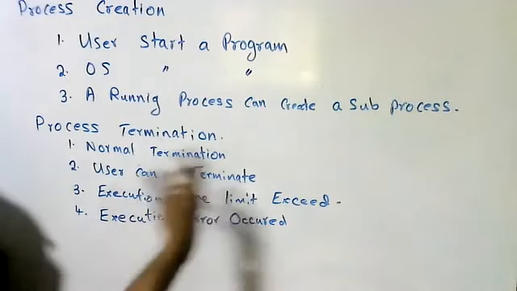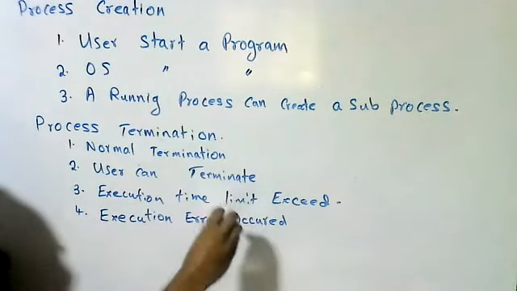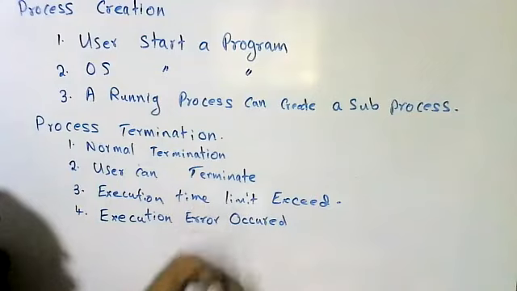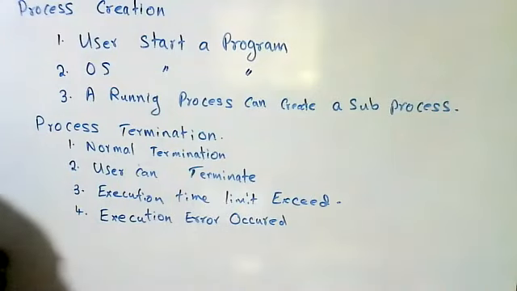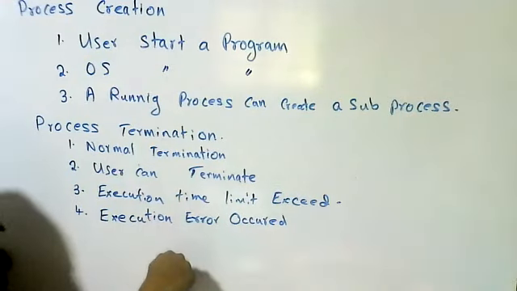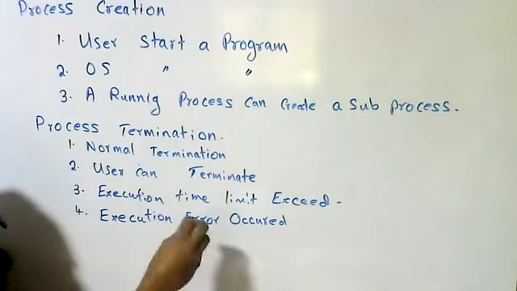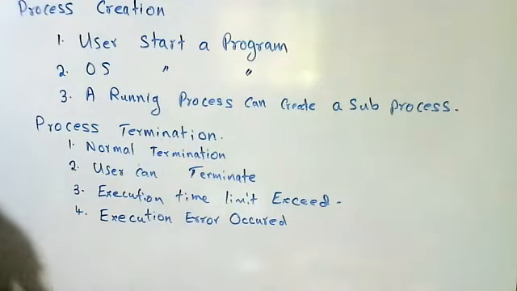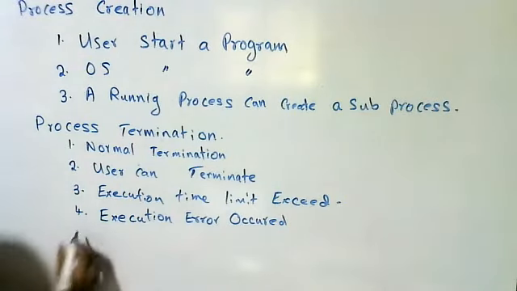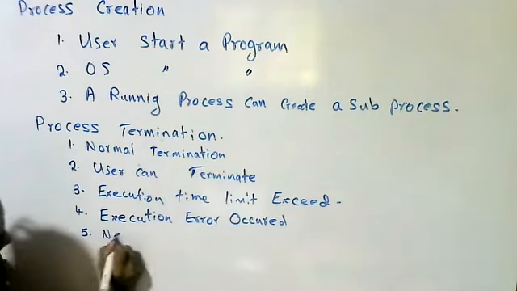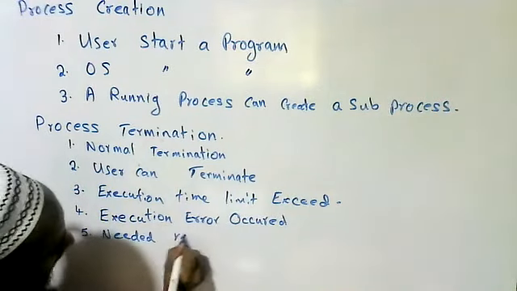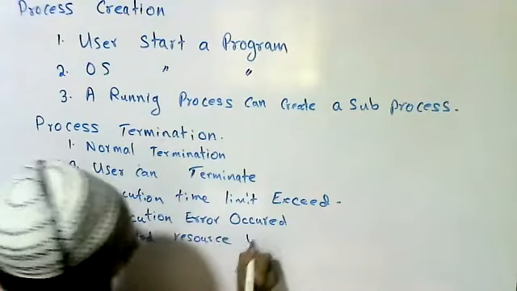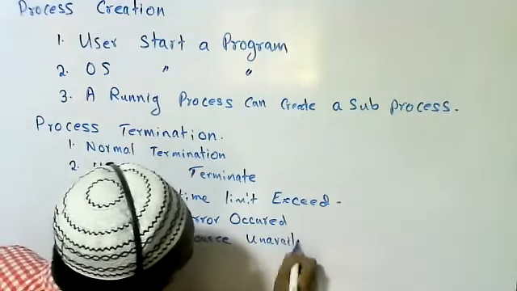And a process needs IO devices. Sometimes IO devices may not be available at that particular time. For example, a process needs a printer. If the printer is not attached to the computer, that IO device is not available. So if a resource is not available, a process can terminate. Needed resource unavailable.